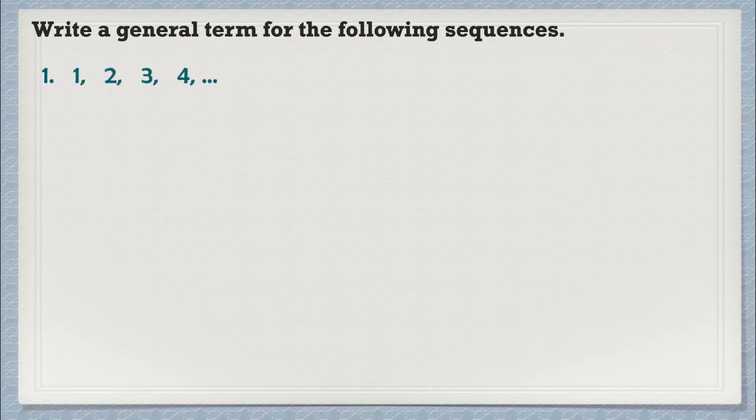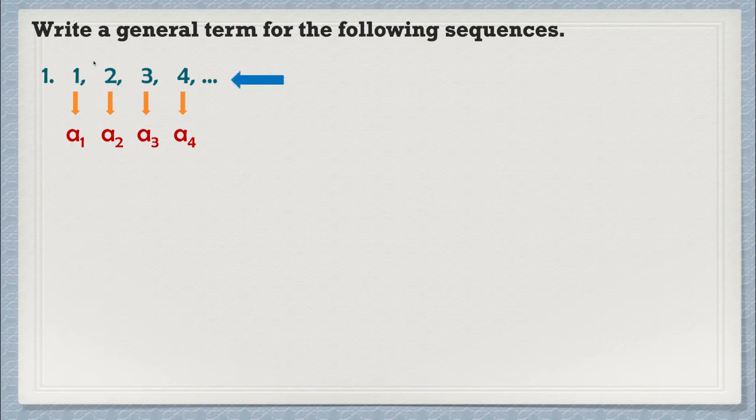So number one, you have this sequence, 1, 2, 3, 4, dot, dot, dot. Now notice that our a sub 1 here is 1. The first term is 1. A sub 2 or the second term is 2. 3 is the third term denoted by a sub 3. 4 is the fourth term and that's denoted by a sub 4.